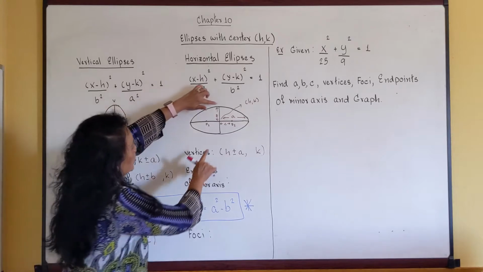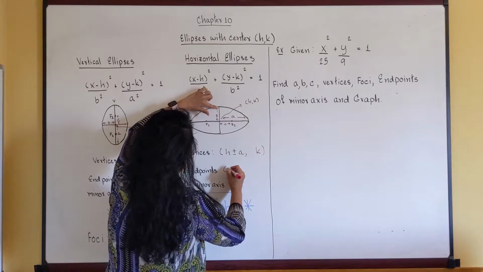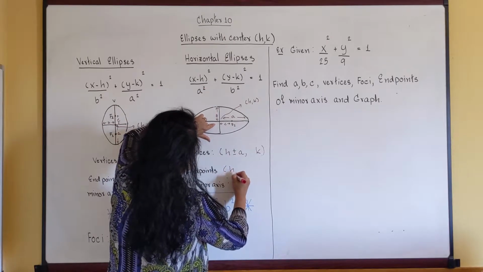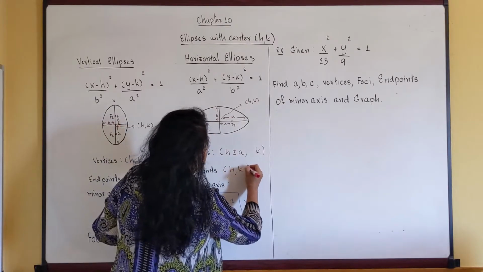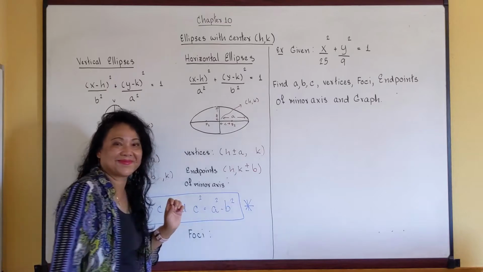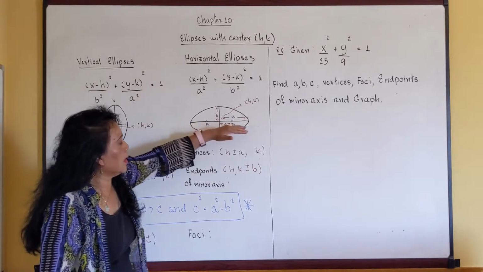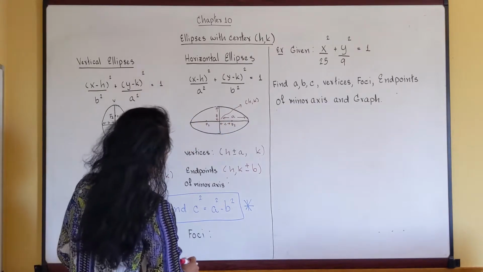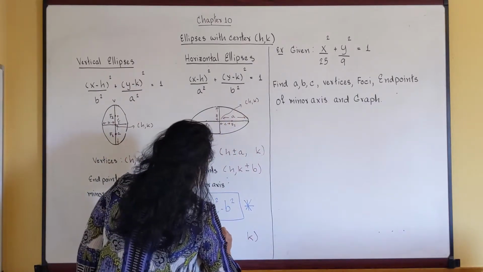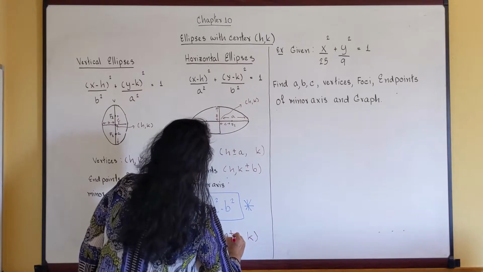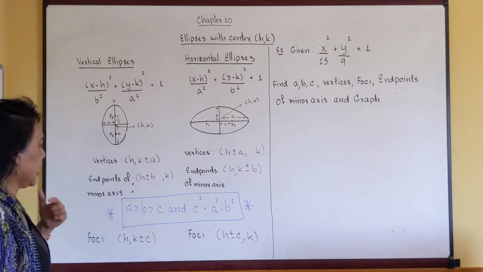The endpoints of the minor axis would be over here. So the x will be the same as the center, which is H. The y is going to be K plus or minus B. The foci are again on the longest side. So the y coordinate will be the same as the center, which is K. The x coordinate will be H plus or minus C. Okay, now let's look at this example.